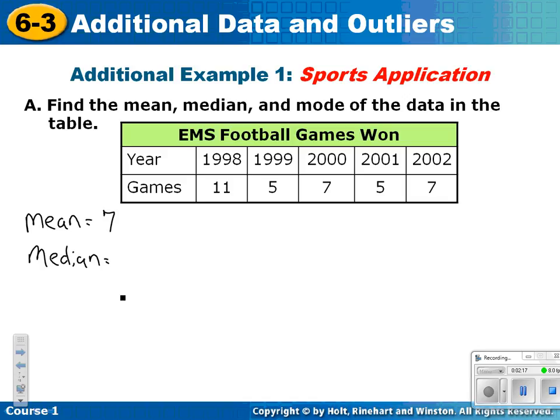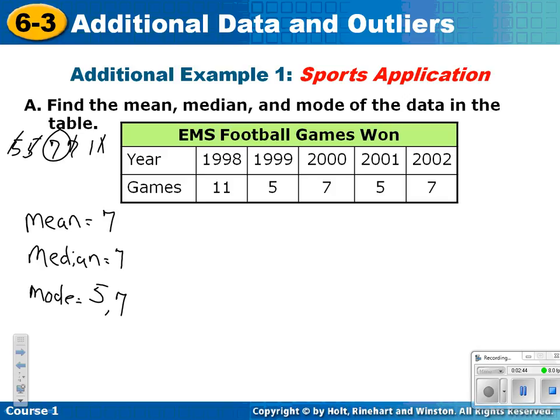Our median. How do we figure out median? Finding the middle number. So we have a 5, a 5, a 7, a 7, and an 11. Cross them off, 2, 2, 2, 2. 7 is in the middle. Our median is 7. What's our mode? 5 and 7.